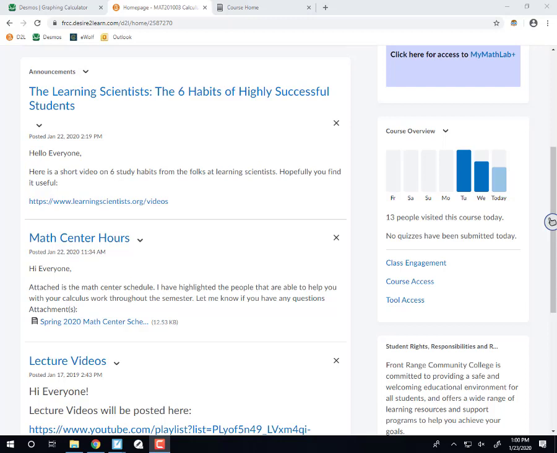And then the Math Center hours. I posted this schedule here, and I've highlighted the instructors that are able to do Calc 1, so you know what time to go. You'll see that not all times have someone in the Math Center that can help with Calc 1, so hopefully you can utilize that to make a better decision as to when to go.